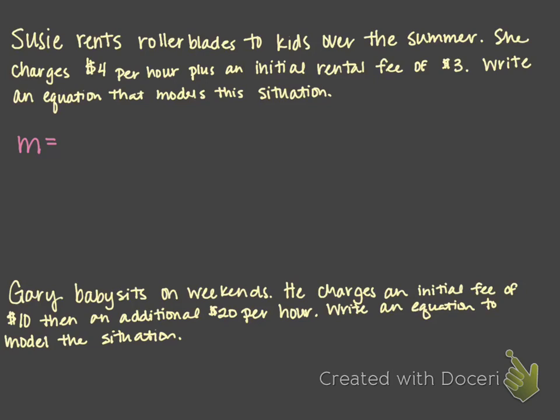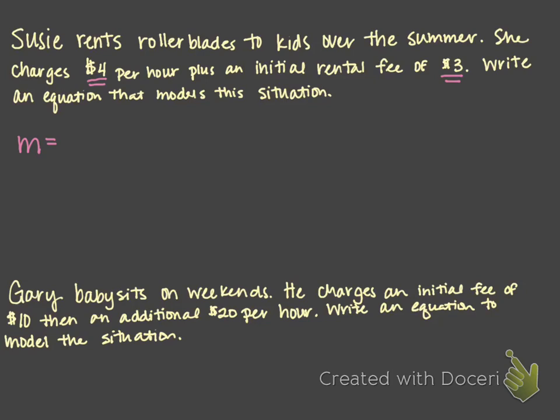For our m, we're going to be looking at anything that is continually growing. So in this first problem, we have Susie rents rollerblades to kids over the summer. She charges $4 per hour plus an initial rental fee of $3. Write an equation that models this situation. So we have two numbers here, the 4 and the 3. We need to identify which one is going to be our growth, that slope, and which one's going to be the starting value or the y-intercept.